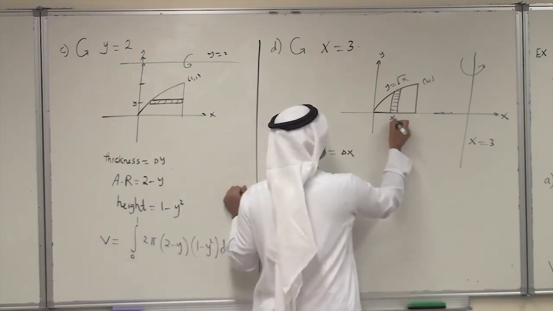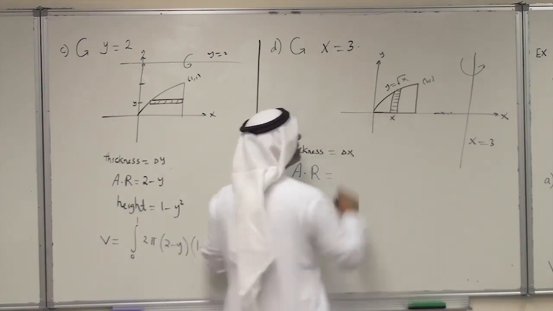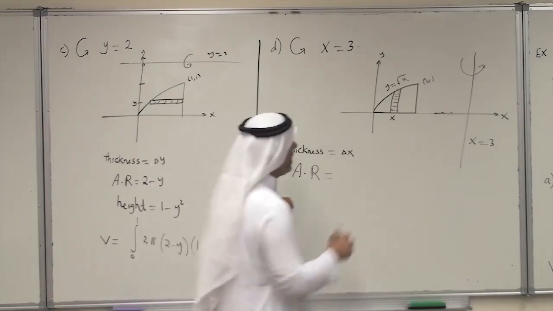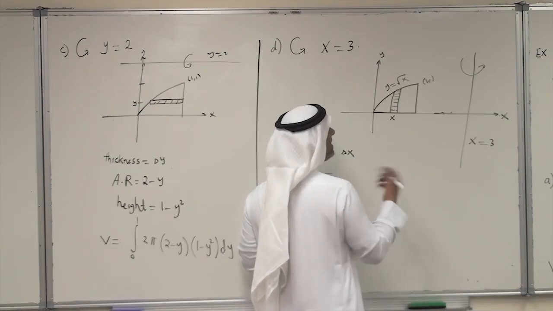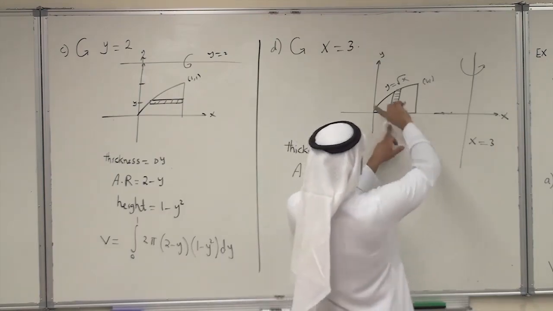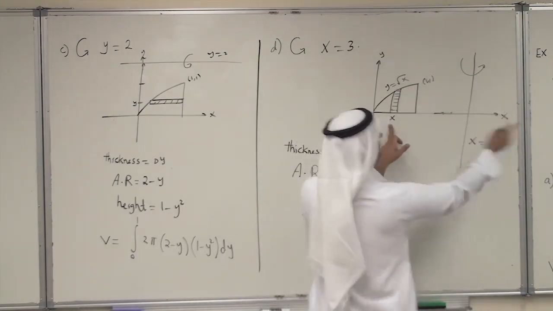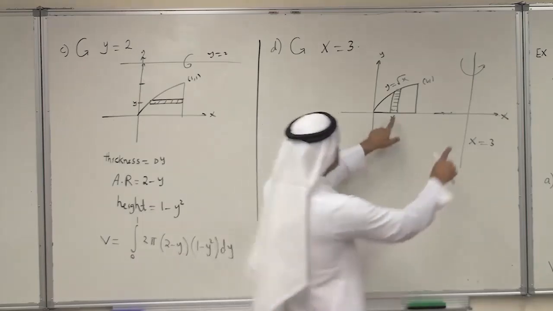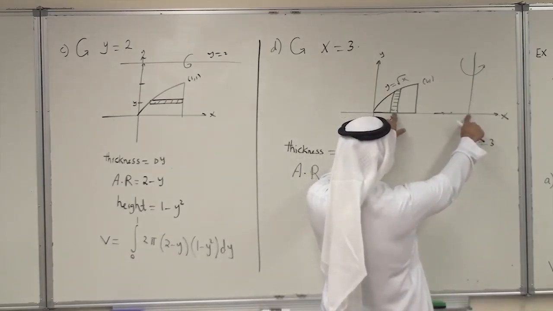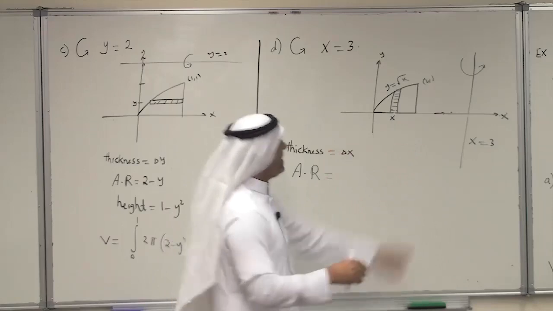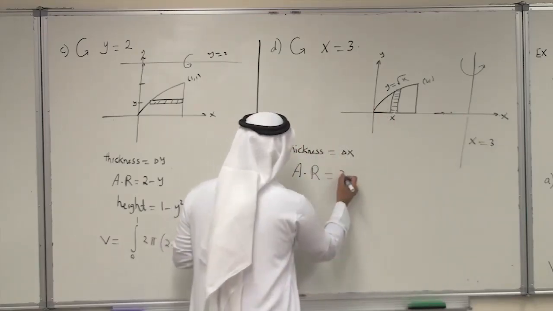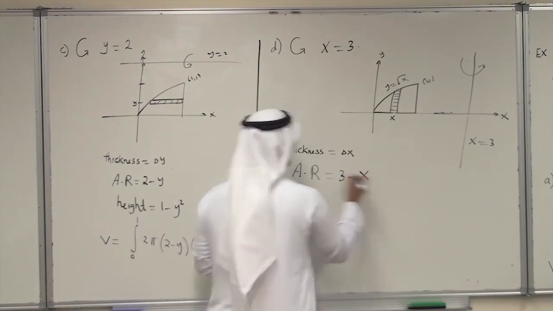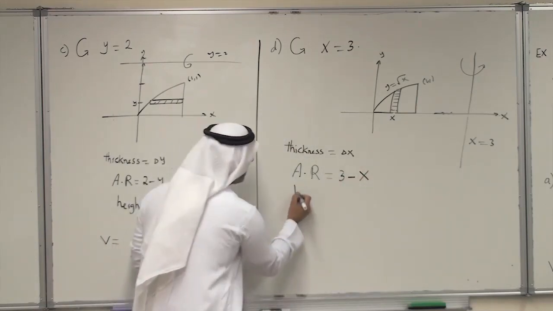What is the average radius? If you just write x here, which stands for the middle distance between these two lines, the middle of the rectangle here, then what is the average radius after rotating this over x equal to 3? It will be the distance from this point to this line. This is a horizontal distance. So it is x to the right minus x to the left. And that is nothing but 3 minus x.